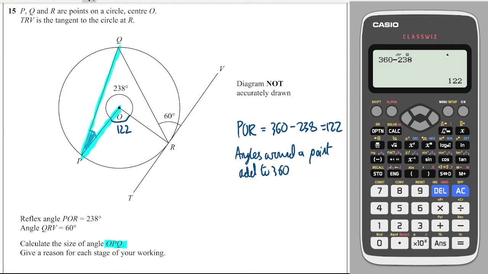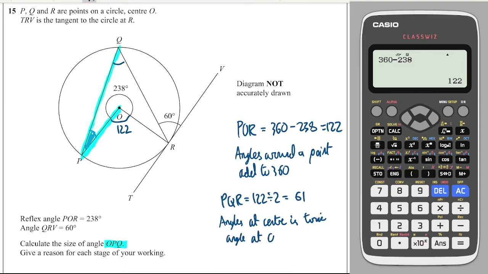Okay, great. Now that tells me that this angle up here is half of that. So PQR is equal to 122 divided by 2, which is 61. And that is because the angle at the center is twice the angle at the circumference.